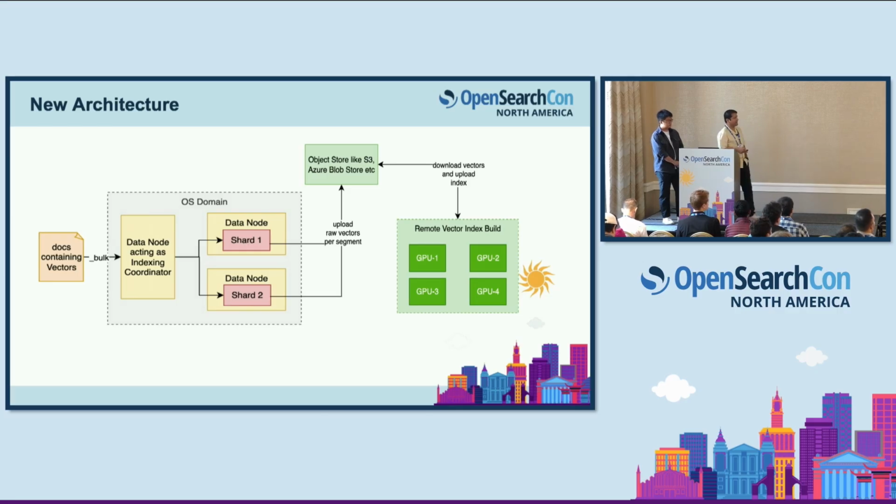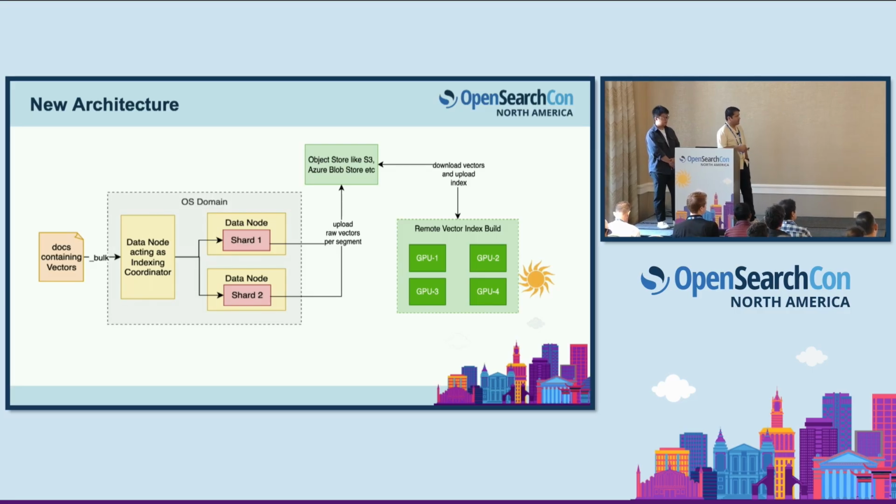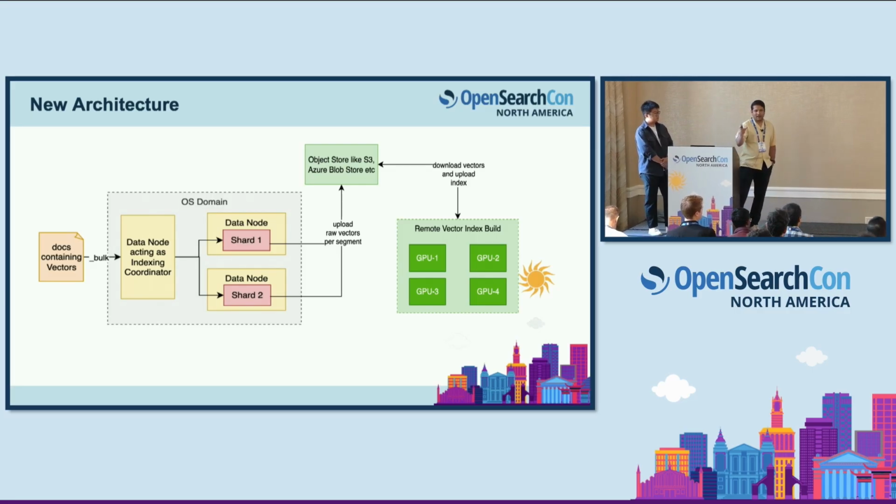But the overall idea is this: the data node talks to this remote vector index build service, saying, "Hey, this is where my vectors are present. Go ahead and build an index for me." It builds the index and lets the data node know, "Hey, your index is built for that segment." The data node goes ahead and downloads it back from the object store and stores it along with the same segment.